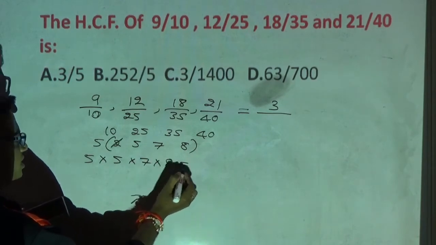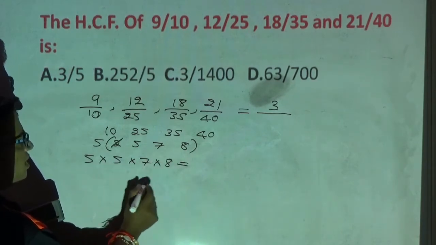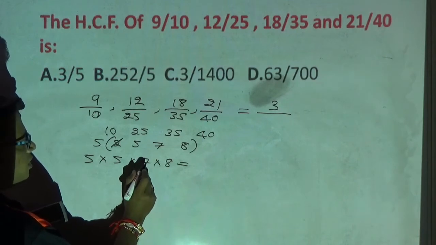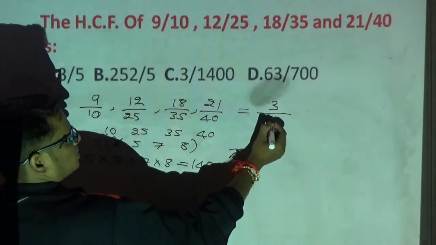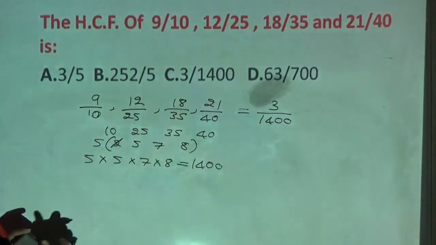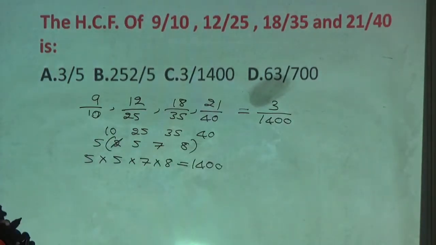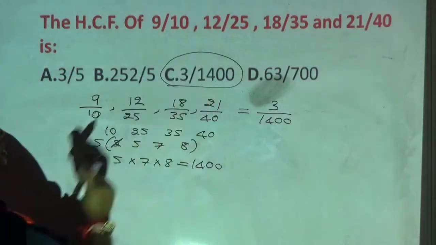So what is your LCM? 5 fives are 25. 25 times 8 is 200. 200 into 7 is 1400. So the LCM is 1400. Therefore the HCF of this fraction is 3 by 1400. Option C, 3 by 1400.